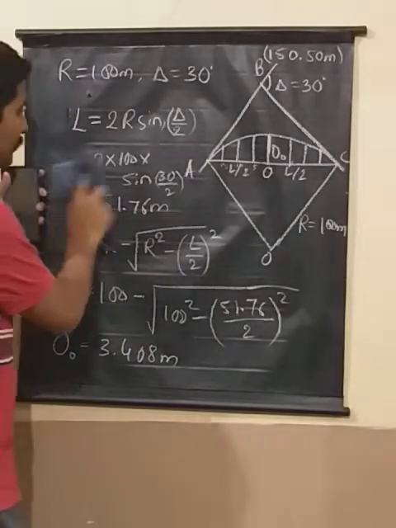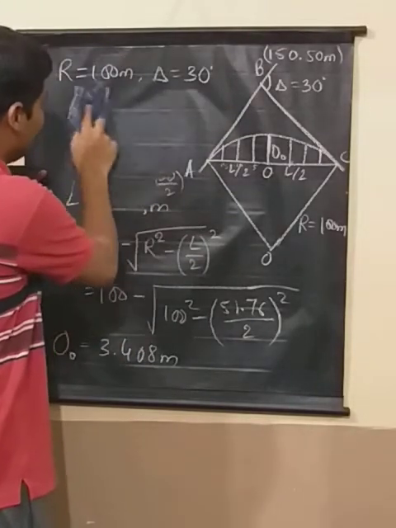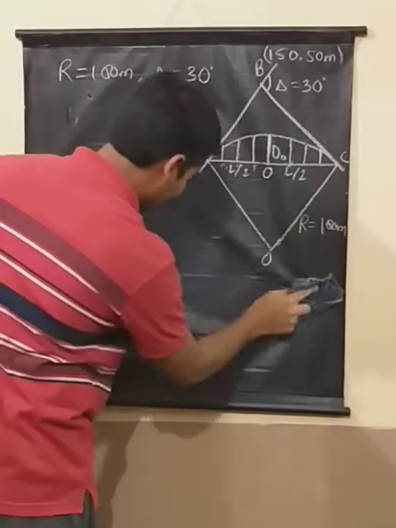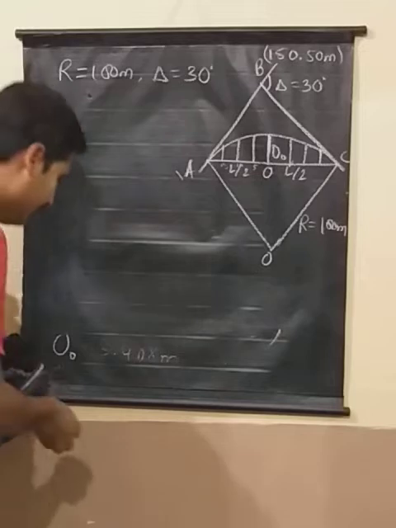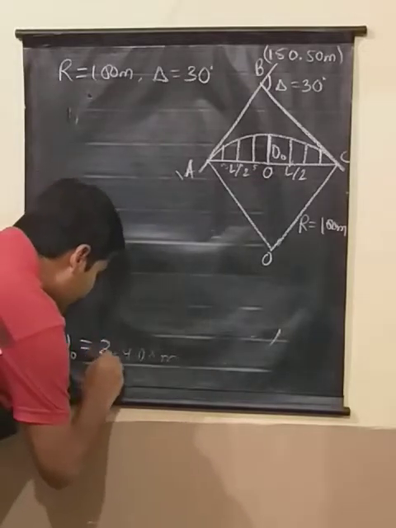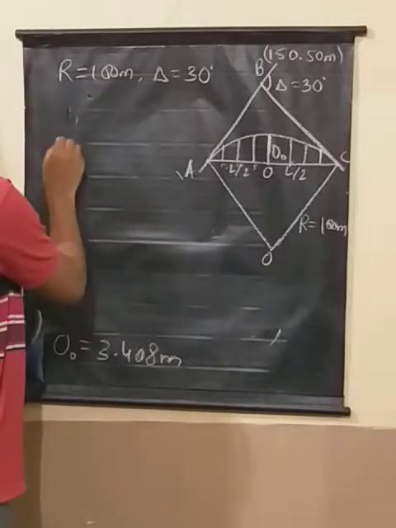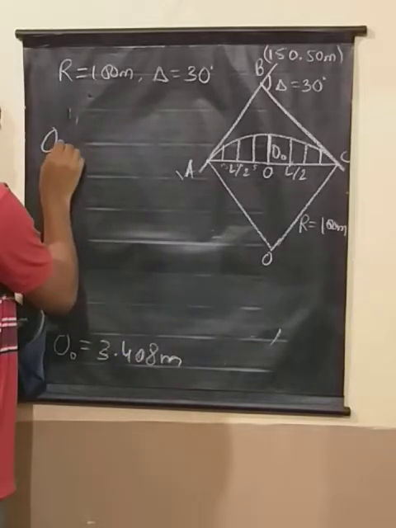So to show you the calculation of ordinates, this value is required for the calculation of OX, because OX has got this formula.